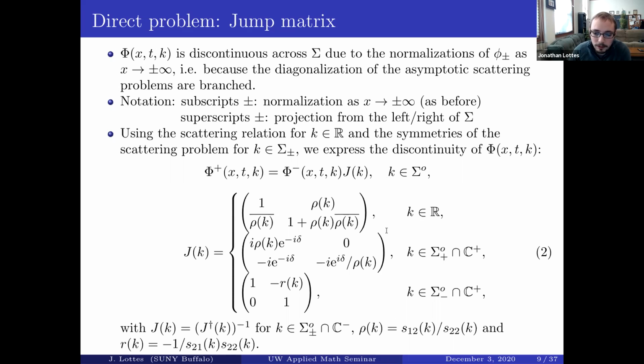I'm clarifying the jump matrix in the upper half plane, and there's a symmetry that gives the corresponding jumps in the lower half plane. And I'll emphasize, so I mentioned earlier that the scattering data for the direct problem is going to involve two functions, rho and r. So these two functions show up in our jump matrix, and they're given in terms of the entries of the scattering matrix.